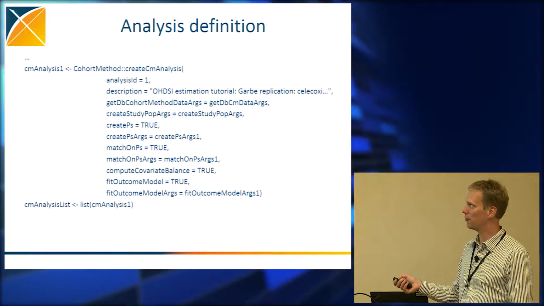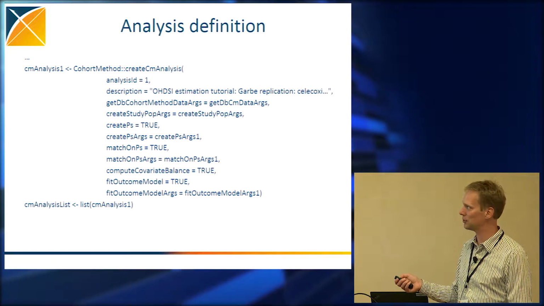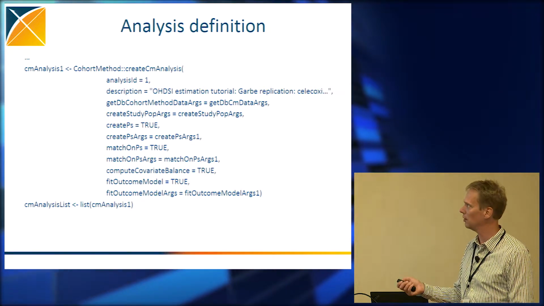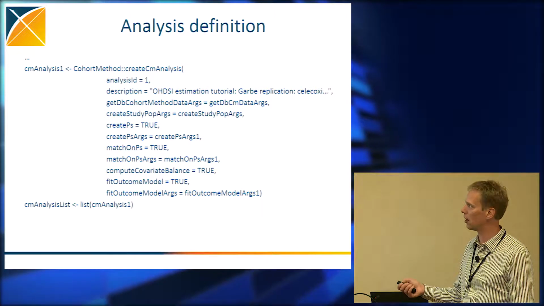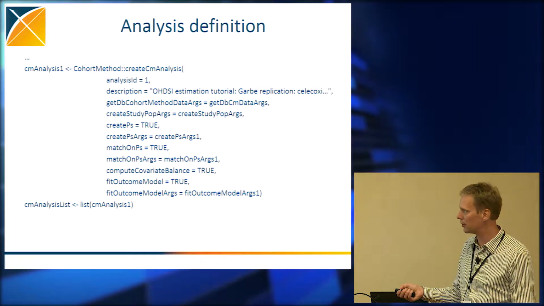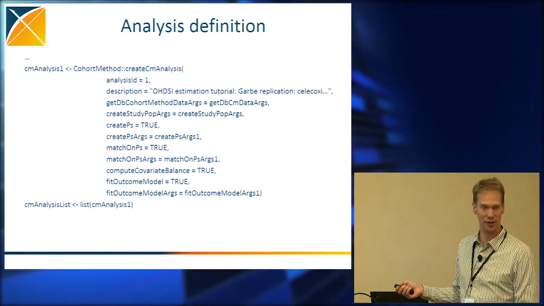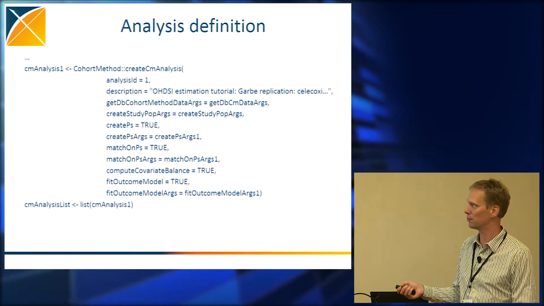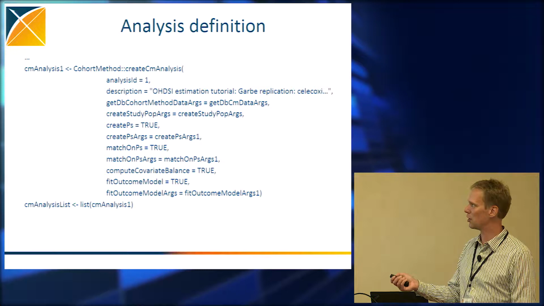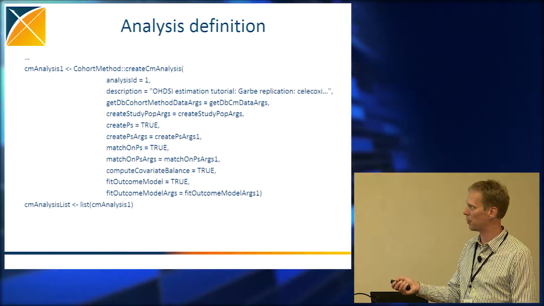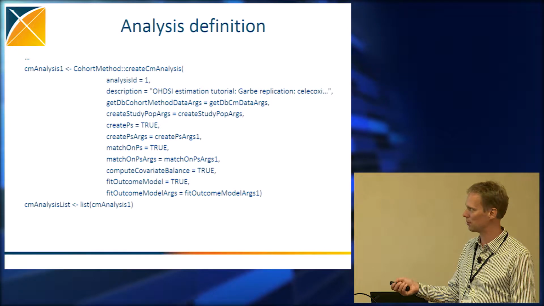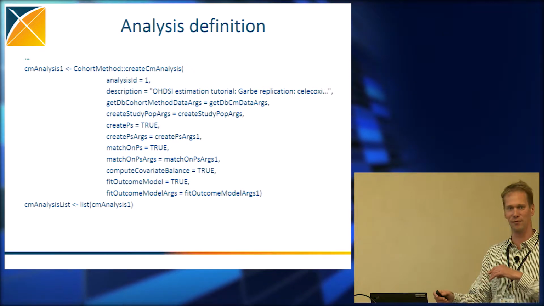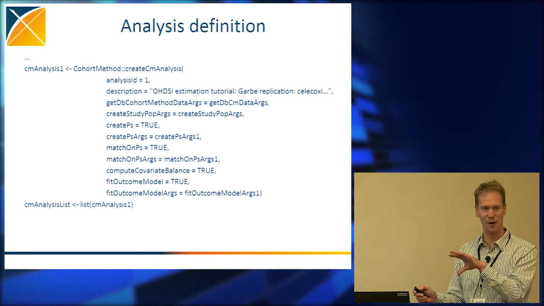And then I create a full analysis by calling createCmAnalysis, where an analysis gets an ID, which is just a unique identifier. I can give it some description. And then these are all of these objects that I created earlier. I didn't show all of them, but here is my matchOnPs argument object that I just created, and I say use that to match on propensity scores. So here I'm saying use these arguments to load the data, use these arguments to create the study population, create a propensity score with these arguments, match on it using these arguments, and fit an outcome model using these arguments. So I've fully specified what I would be calling R with, but I'm not going to do it myself.